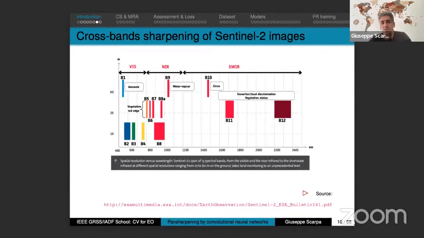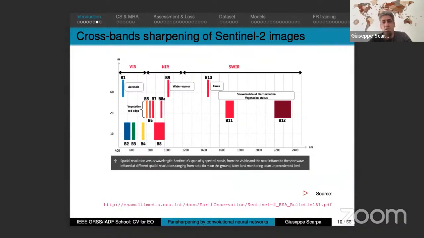Well, Sentinel-2 is an ESA mission aimed to monitor the Earth's status at different scales. As a result of its goals and of technological constraints, it has been designed to cover the visible to short-wave infrared spectrum with 13 spectral bands acquired with different resolutions: 10 meters, 20 meters, and 60 meters. In this spectrum-resolution plane, we can see how these bands are defined.